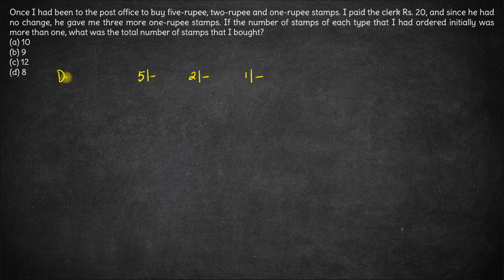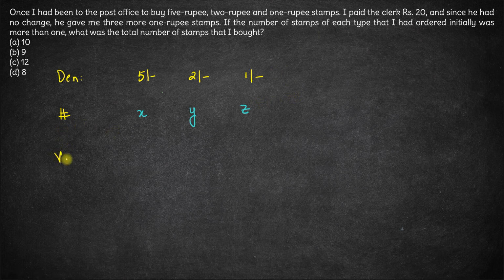Okay, this is the denomination of the stamps. Now how many stamps? The number of stamps that he buys is, let's say, X of these, Y of these and Z of these. This is what he wanted to buy. Fine. Now he paid a total of 20 rupees for this.